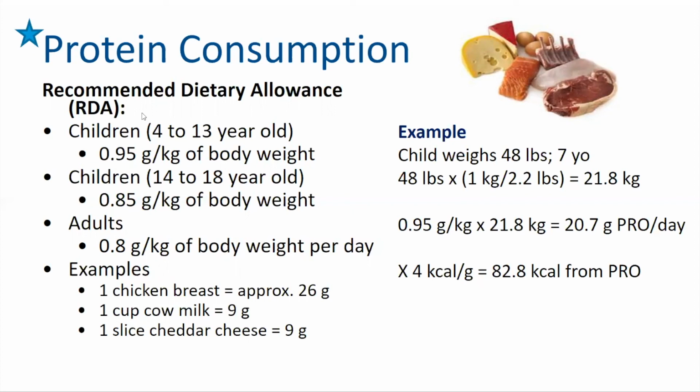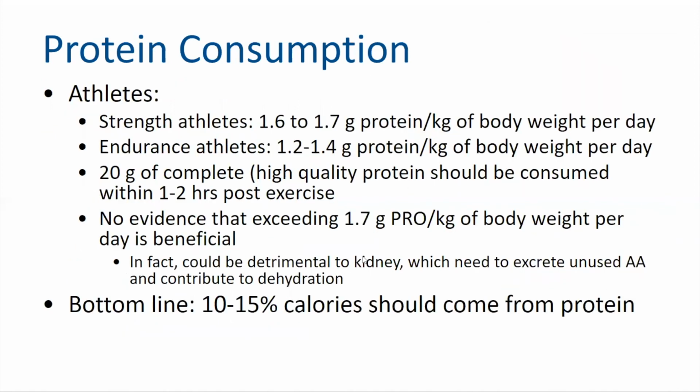So I would like to point out that children 4 to 13 years of age have a higher RDA than children 14 to 18, because it makes sense. Children 4 to 13 are exhibiting the greatest trajectory of growth. And it's interesting to note that the children's RDA for protein consumption is higher than the average adult who is not exercising. And then I give an example of how to calculate this.